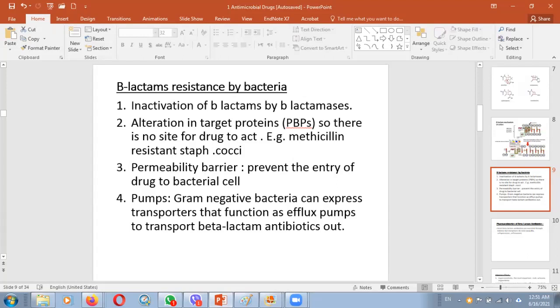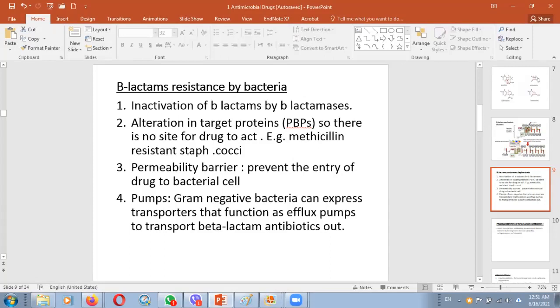The second mechanism is alteration in target proteins, PBPs. So there is no site for a drug to act. The chemical structure of the PBPs is changed, so the drug cannot bind to these PBPs and act as a blocker for the cell wall synthesis. An example is methicillin-resistant staphylococcus. They have made an alteration in target proteins.